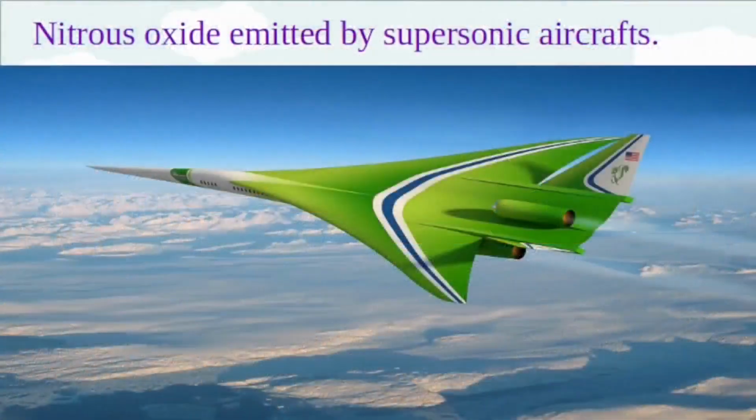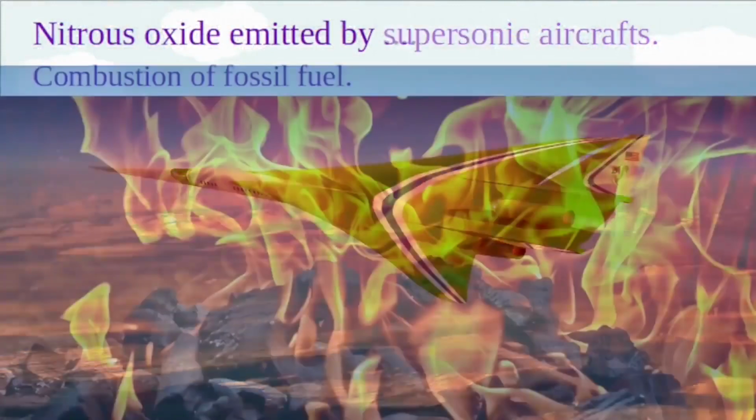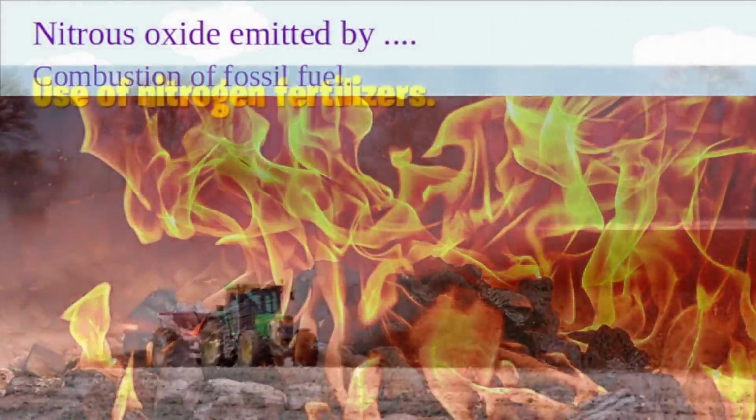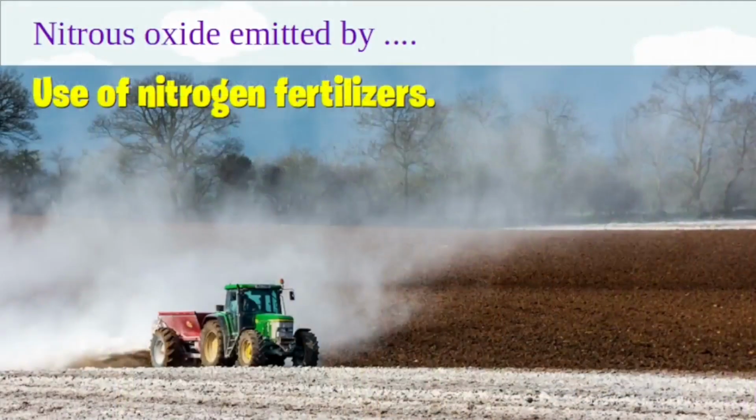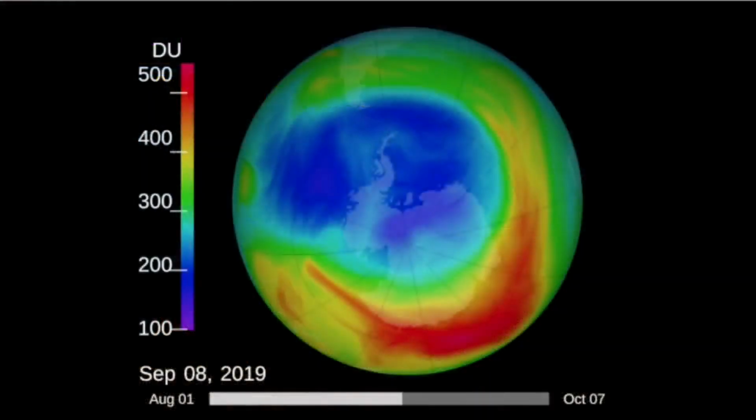Nitrous oxide emitted by supersonic aircrafts during combustion of fossil fuel and use of nitrogen fertilizers breaks ozone molecules. Chlorine liberated from chlorofluorocarbon also breaks ozone molecules. The chemical reaction started in Antarctic region in spring continues till nitrogen dioxide is liberated from nitric acid formed in the stratosphere by photolysis, that is breakdown by sunlight. This nitrogen dioxide combines with chlorine and stops further destruction of ozone.